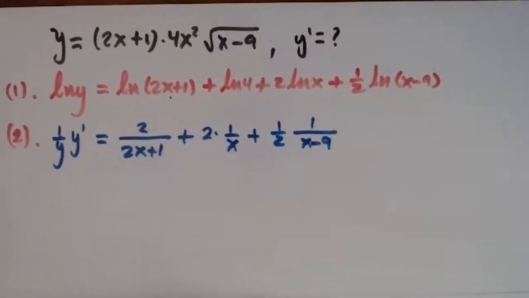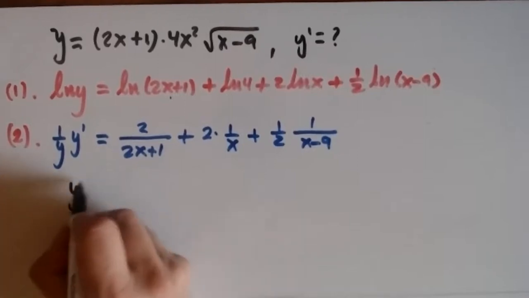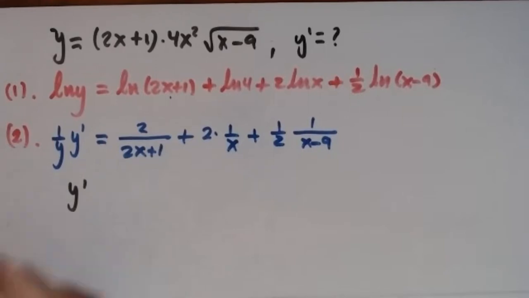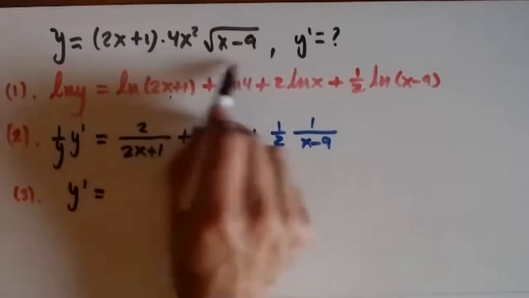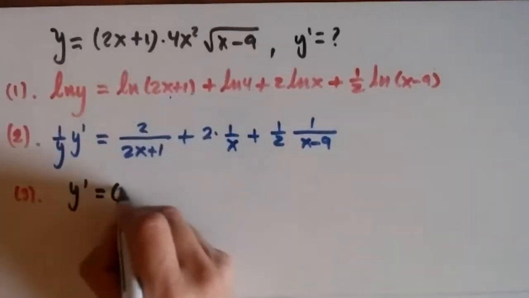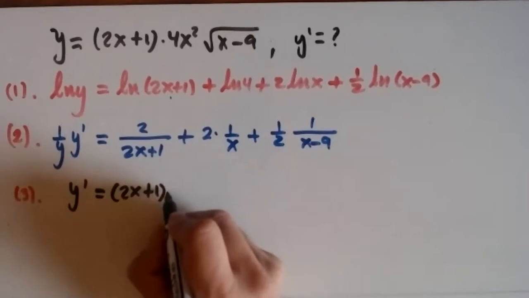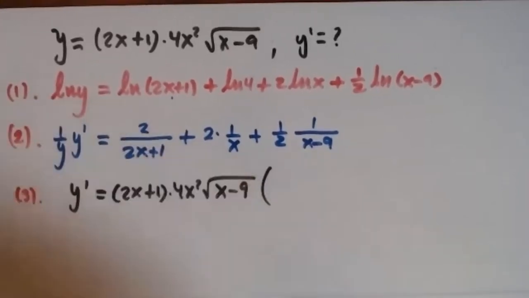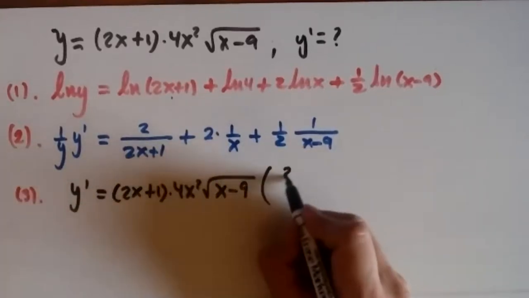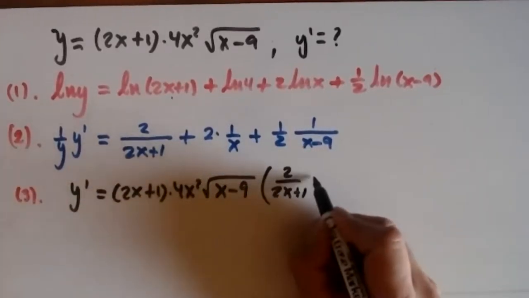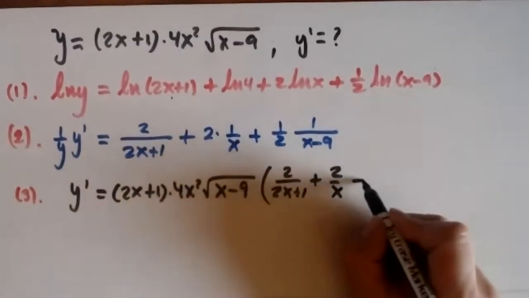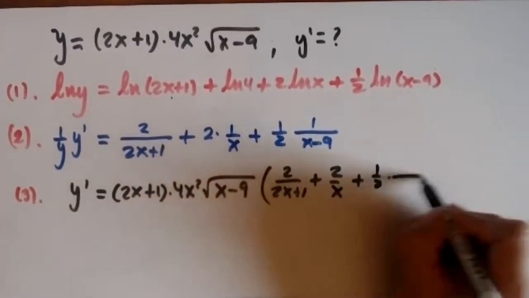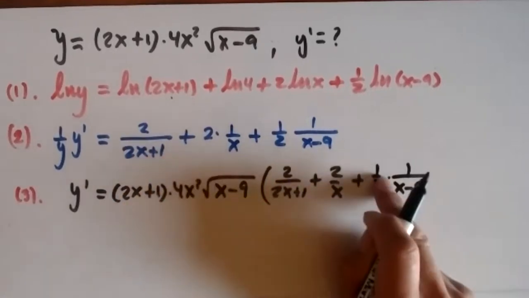The derivative is over. The calculus is over. My answer, y prime, that's step number 3, is, okay, why is all this horrible thing? So you have 2x plus 1 times 4x squared, square root of x minus 9, parentheses, and then you have to copy down this one. 2x plus 1 plus 2 over x plus 1/2 times 1 over x minus 9.